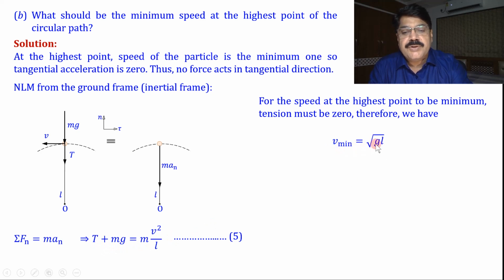It will be root gL, because this will be 0, m will cancel. So v square will be equal to gL. So v is equal to what? Root gL. So that is the minimum speed at the highest point.